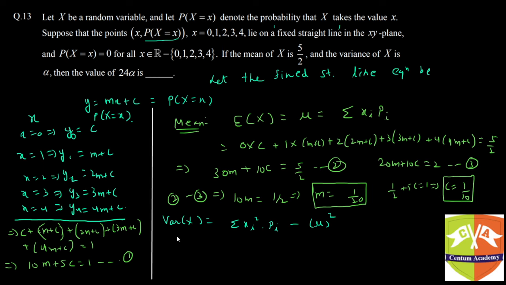Okay, so let us start putting these values. So what we have is xi square, that is 0 square times probability c. C is how much?